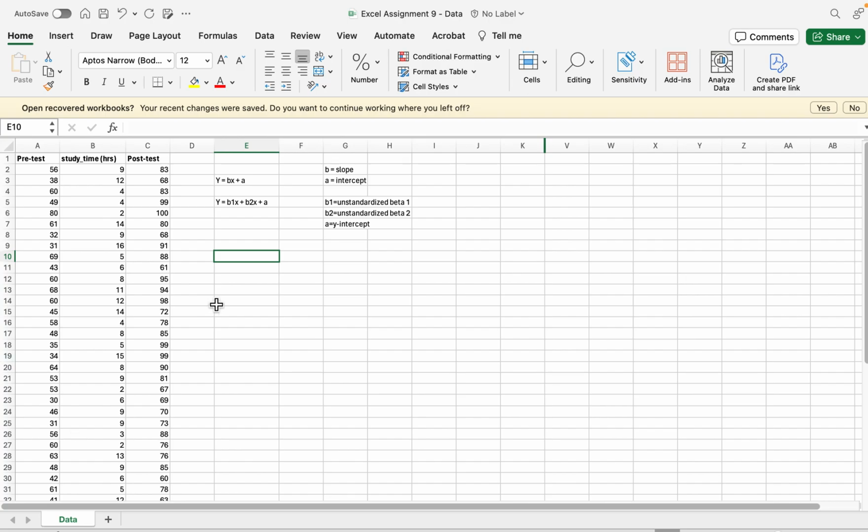Okay, so we have pretest and study time. These are our predictor variables, or if you want to think about independent and dependent variables, these are the independent variables, okay? And then post-test, that's your dependent variable, which is called a criterion variable. So that's the outcome variable. So we're trying to predict post-test based on pretest score and study time.